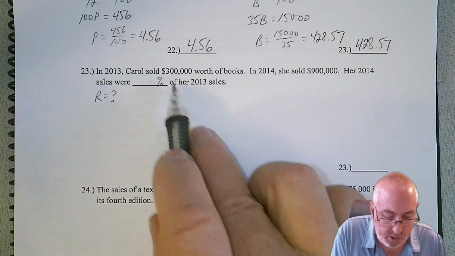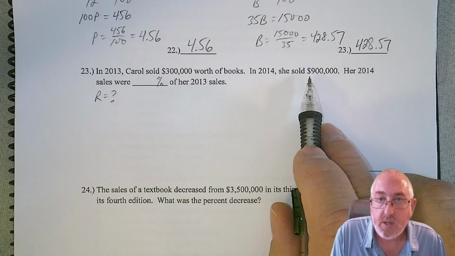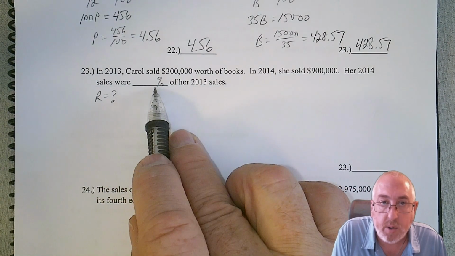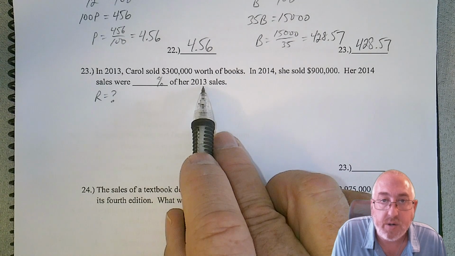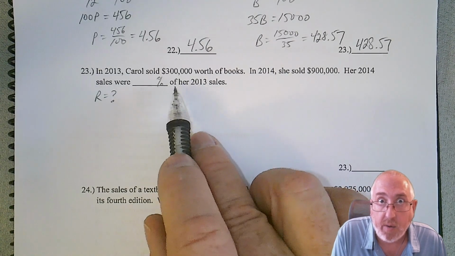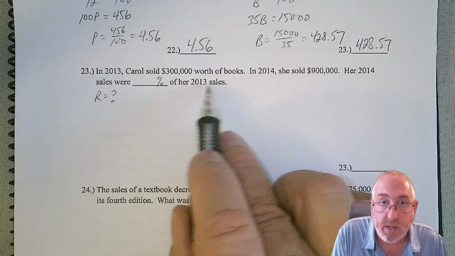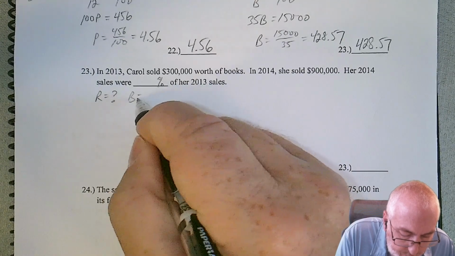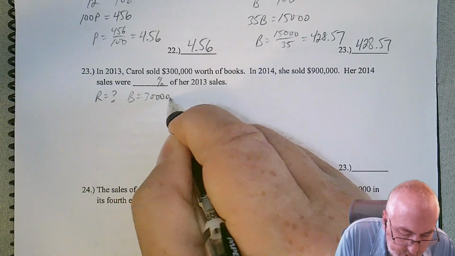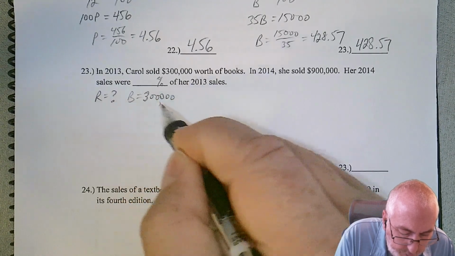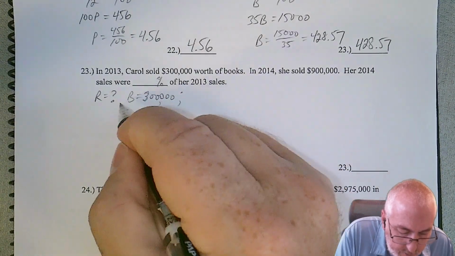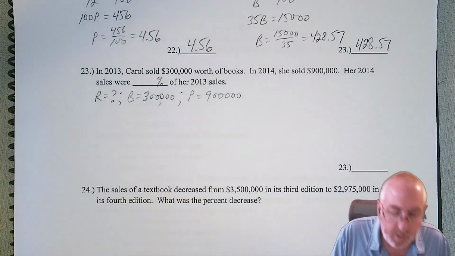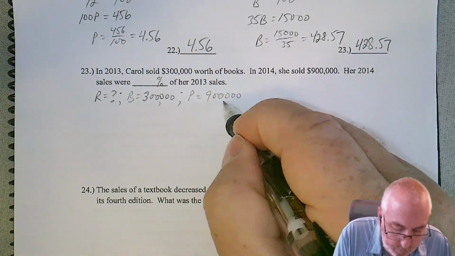So now the question is which is which with these numbers? So let's read it again. Her 2014 sales were what percent of her 2013 sales? Of always points to the base. So 2013 sales is the base, which was the 300,000. So B is 300,000. I can write well. And so that must mean that P has to be the 900,000. So now we're good to go.